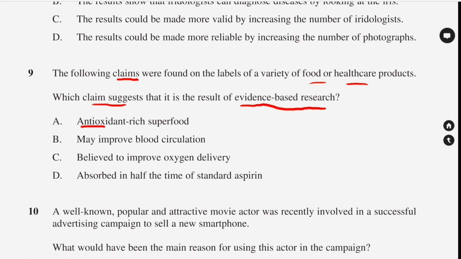A, antioxidants. We know that they're a class of chemicals which are thought to help with things like cancer. And superfood. Now, of course, that superfood thing there is a little bit funny, but maybe that is potentially something. B, may improve blood circulation. Now, this idea of may do it, it's not really saying anything. It's just saying, well, maybe it does, maybe it doesn't. So let's get rid of that answer, because it's almost like a faith. Maybe it does, maybe it doesn't.